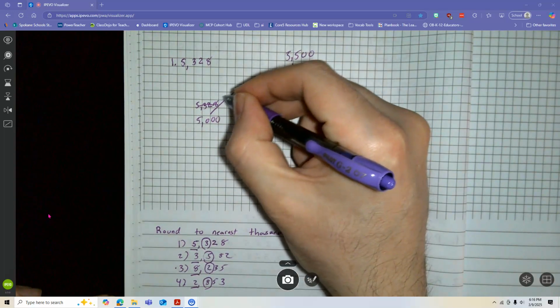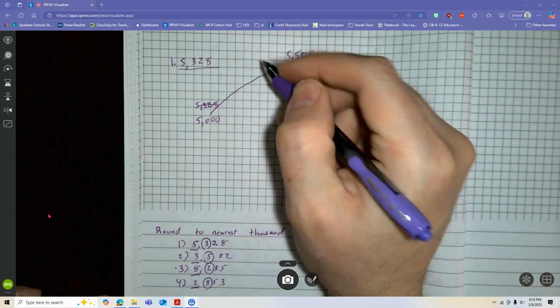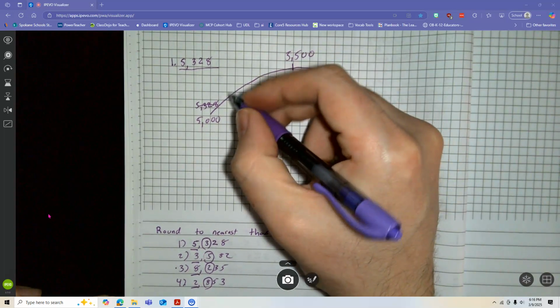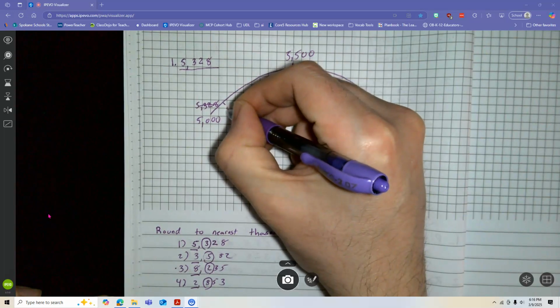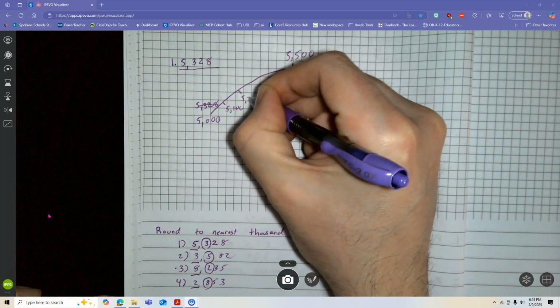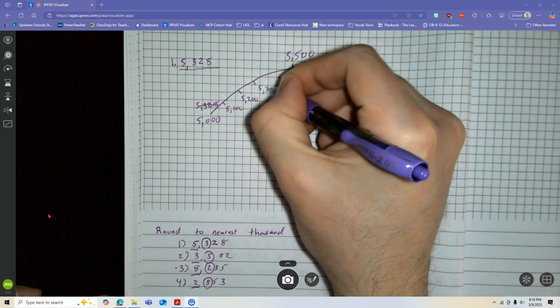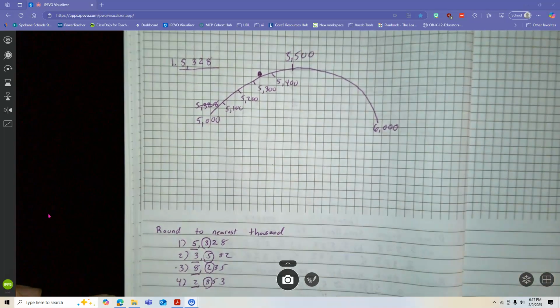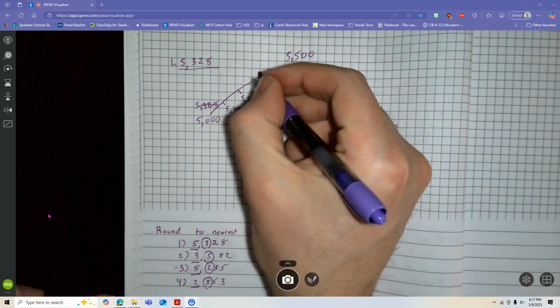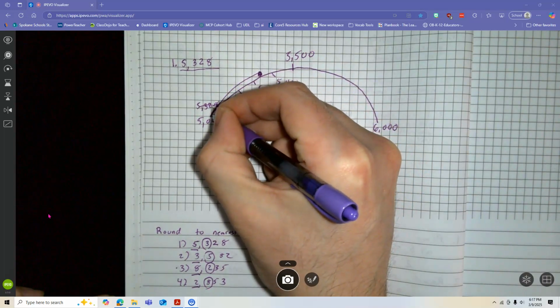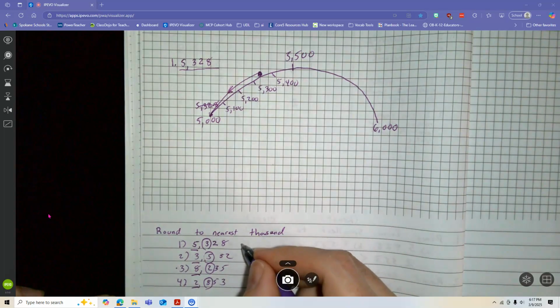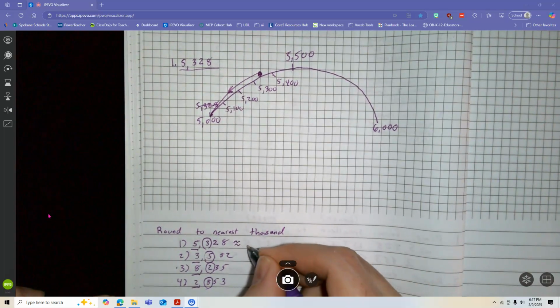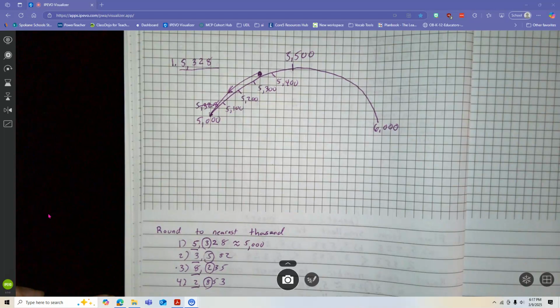Imagine that we're rolling a ball. Where would this ball stop if the ball was 5,328? Well, we could say that here's 5,100, 5,200, 5,300, 5,400. So it stops somewhere about right here. And since we're imagining it's a ball, it's going to roll back down to 5,000. And so we would say that 5,328 is about 5,000 because it rolled back down to 5,000.